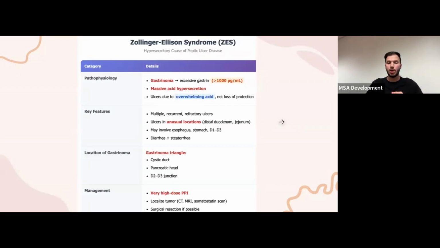Regarding the location of gastrinoma, it mainly happens in the gastrinoma triangle, where we have the cystic duct, pancreatic duct, and D2, D3 junctions. How do we manage Zollinger-Ellison syndrome? First of all, we give a very high dose of PPI. We localize the tumor by CT and MRI, and then later on we do surgical resection if possible.